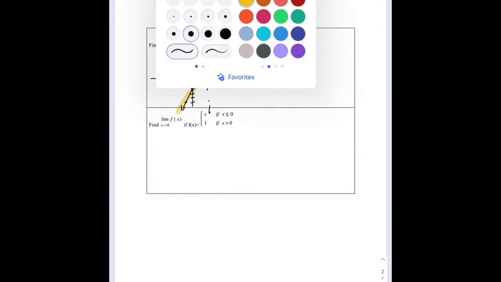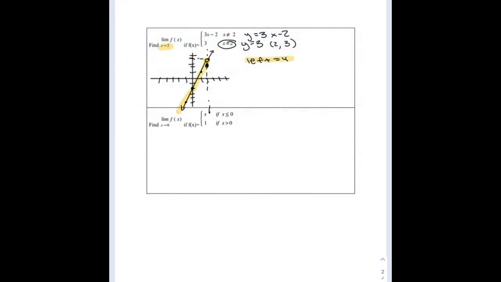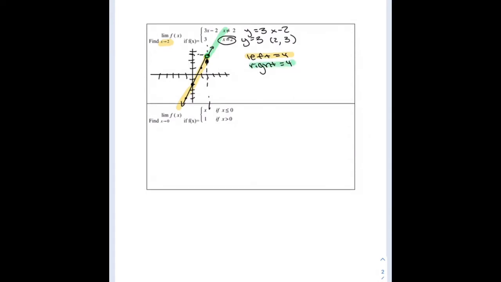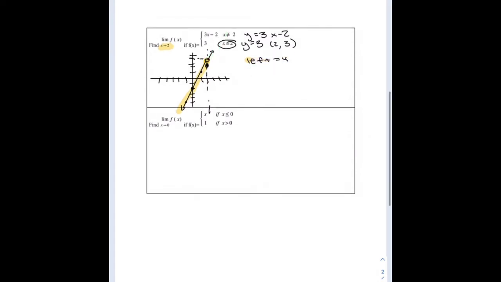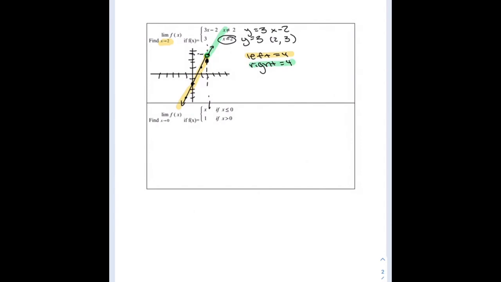Now looking at the right side, as we come from the right side, we also get to that same y value of 4. Makes sense because it's the same line. So the limit, since the left and the right are the same, equals 4. So the limit as x approaches 2 of f of x equals 4. All right, last one. We're going to go ahead and graph those two pieces again.